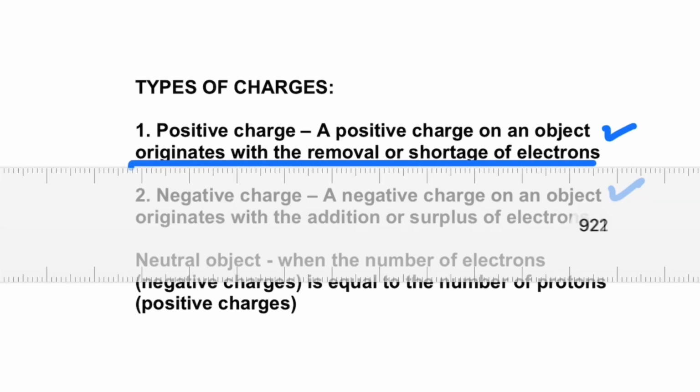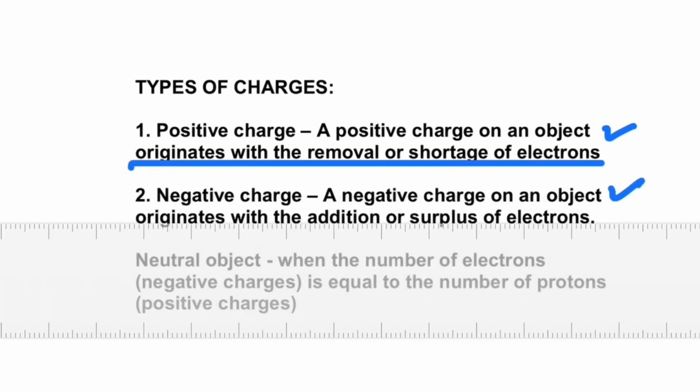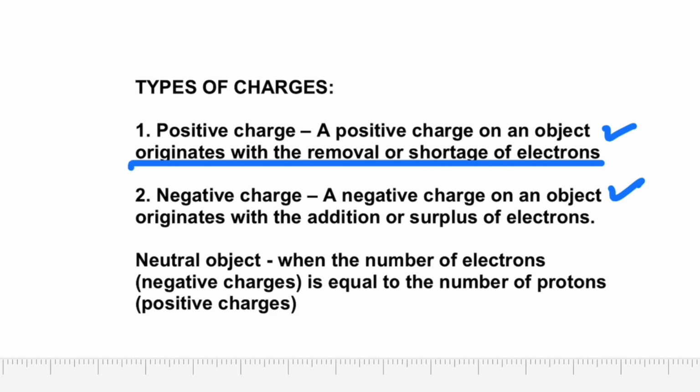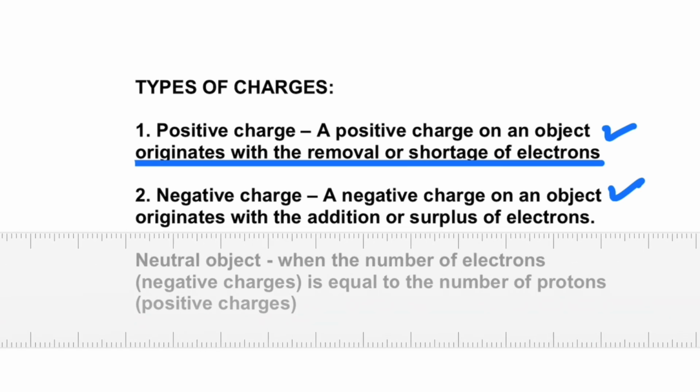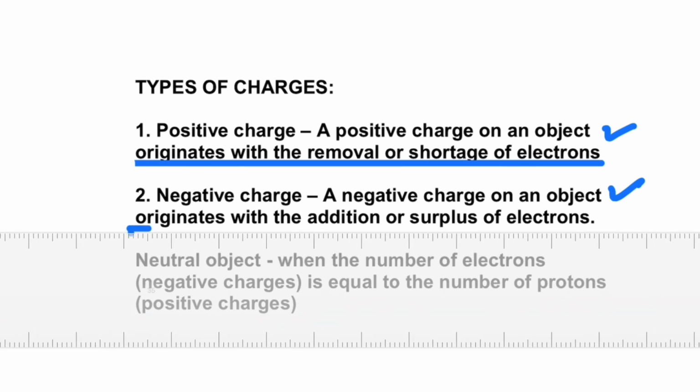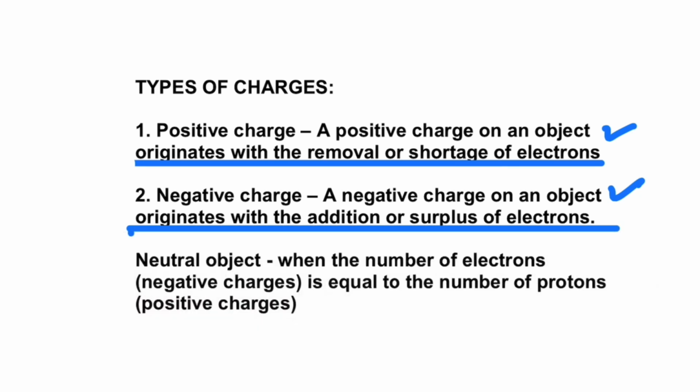A positive charge originates with the removal or shortage of electrons. That is how a positive charge comes about. If you remove electrons or there's a shortage of electrons, we have a positive charge. While a negative charge, on the other hand, originates with the addition or surplus of electrons. These are very precise definitions that you need to be able to recall. And we are going to use these very definitions to conceptualize the idea of a positive charge and a negative charge.